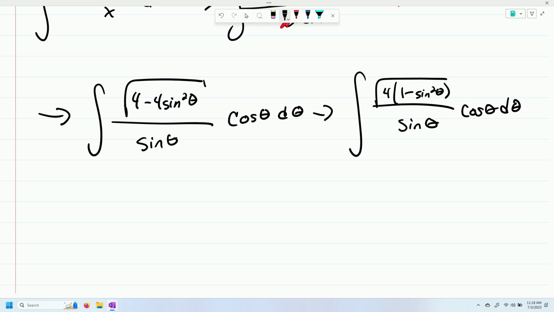Okay, I know many of you may be tempted to write cosine theta over sine theta and convert that into cotangent. Don't do that yet. Just wait a second, okay?